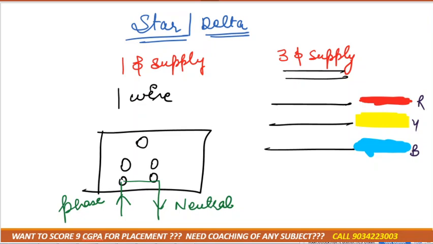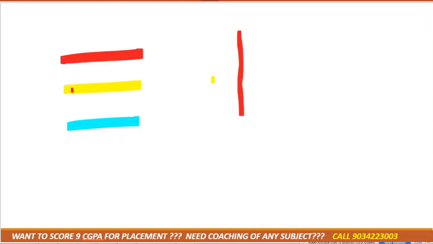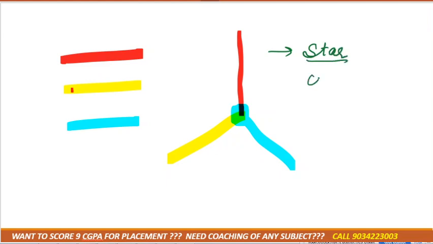Now I am saying you have three wires: one of red color, another of yellow color, another of blue color, and you have to connect all these three wires. See how you can connect them. You can connect it like this: red like this, yellow like this, and blue like this, right? All are connected to a single point. This shapes like a star, so it is known as star connection. Got it?